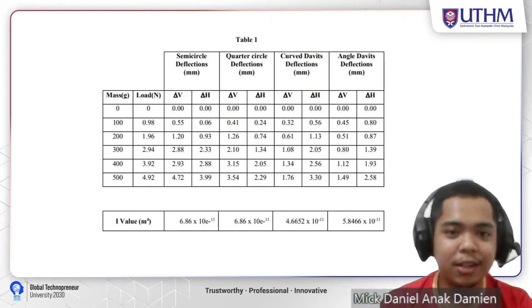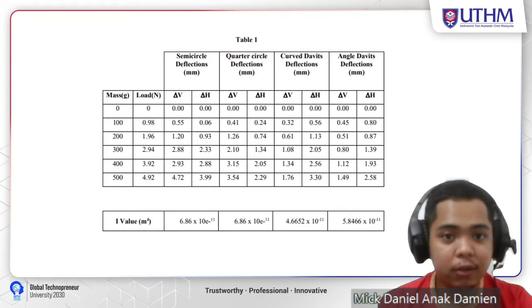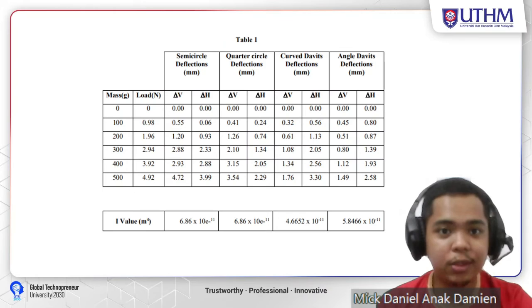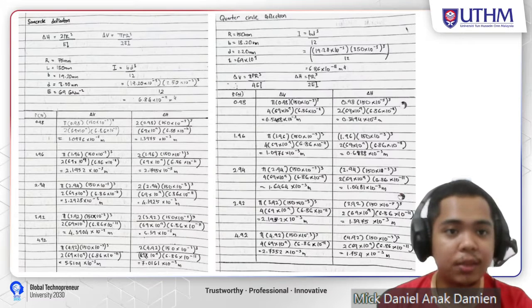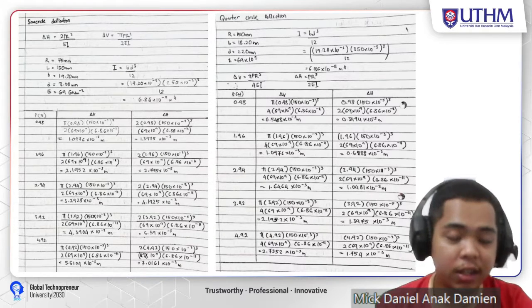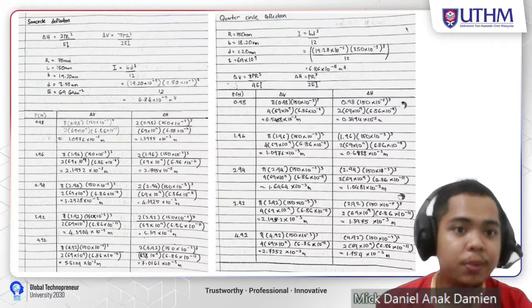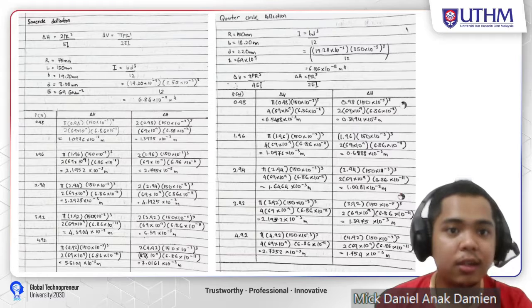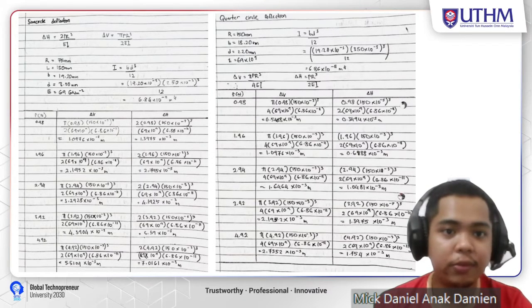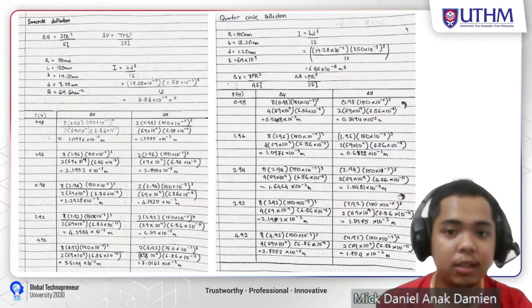Hello, my name is McDaniel Anak Damian. I will present the results and calculation for experiment laboratory 4. We recorded the deflections for the bars and davits, which are the semicircle, quarter circle, curved davit and angle davit. For the semicircle deflection, we used the formula 2 pi r cube over EI for the horizontal and pi r cube over 2EI for the vertical value.